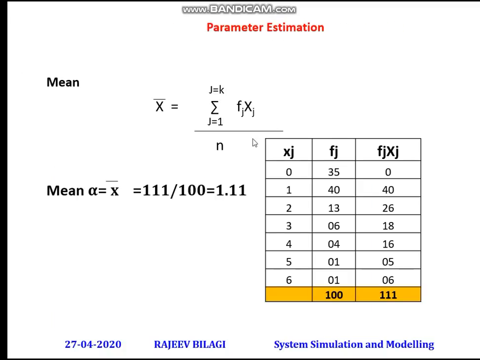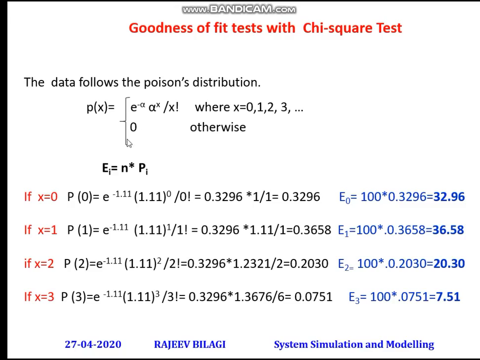After calculating the value of x bar, I have to find P of x equal to e to the power of minus alpha, alpha to the power of x, divided by x factorial. This is what we talked about in the Poisson distribution. Now Ei equals n into Pi. In the first case, we substitute alpha equal to 1.11, which we calculated by parameter estimation. In the second question, he has directly given alpha equal to 1.